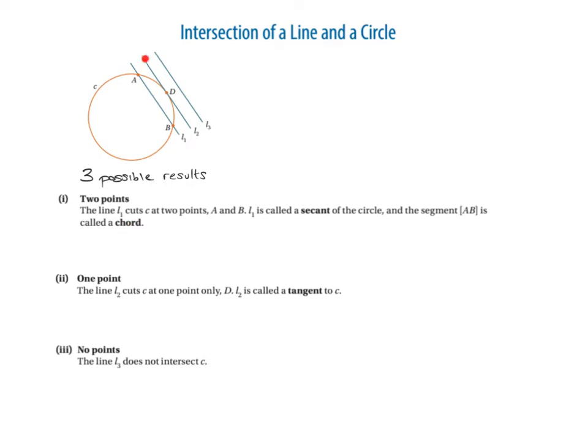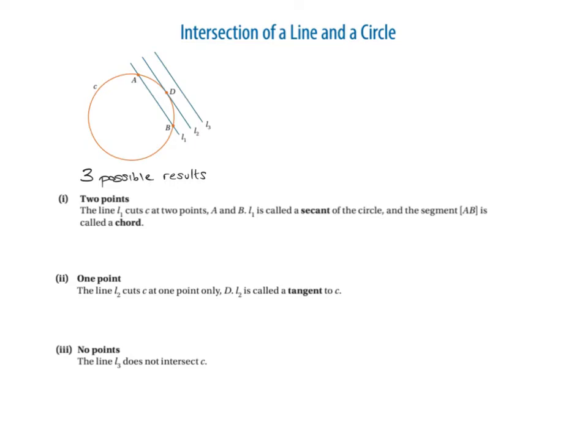The second thing that can happen is the line just goes by and touches the edge of the circle. It touches it once instead of twice, which is this line here. That means it makes a tangent with the circle. It just kisses the circle at one point.